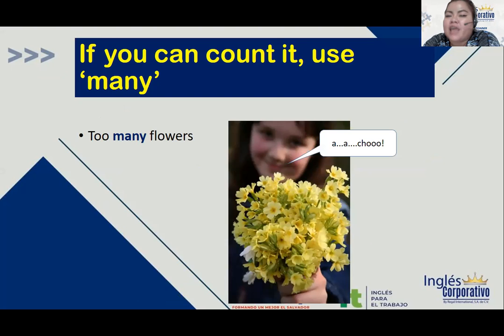Now, if you can count it, you are going to use many. So if I can count this, for example, I have cell phone. Can I count it? One cell phone? Yes, you can count it. Two cell phones, three cell phones, okay. So I am going to use the word many with this. Oh, too many cell phones in my house, right? Look at this, too many flowers.